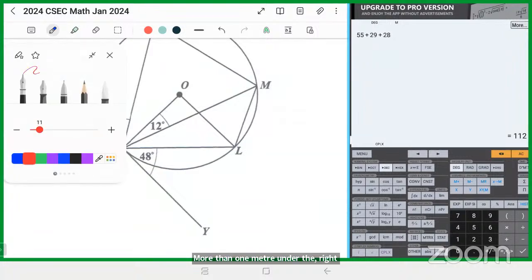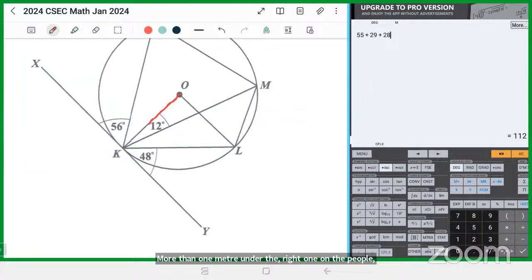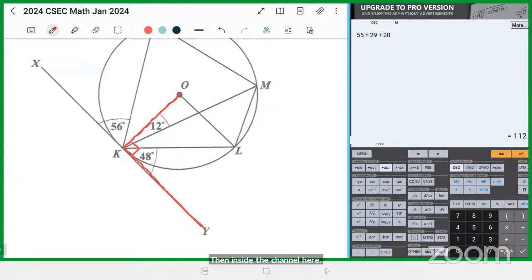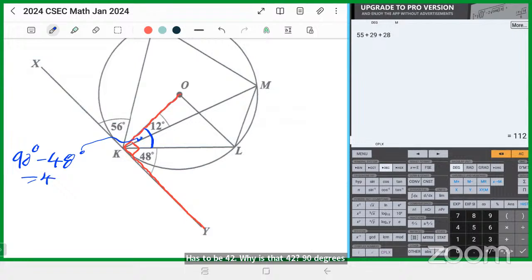The first thing, I recognize that this is a radius and this is a tangent. So the angle right here says 90 degrees. So if that angle is 90 degrees and this piece of it is 48, then inside the triangle here, now the whole thing is 90. This piece is 48. So the remaining piece inside here has to be 42. Why is that 42? 90 degrees minus 48 degrees, that is 42 degrees.